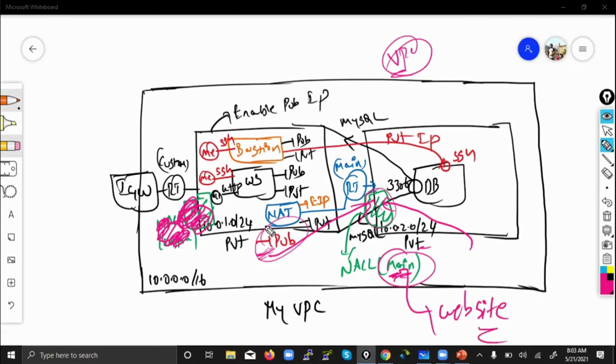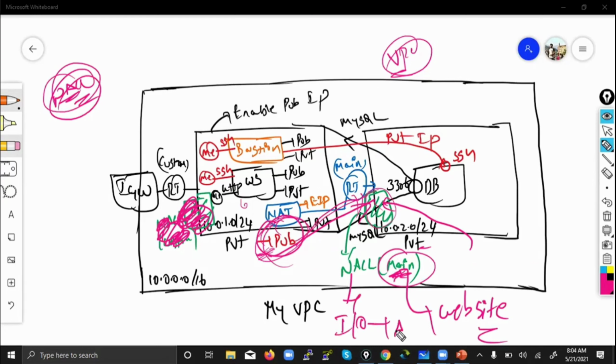That is the reason why we are able to see our website. Do you remember when we discussed the NACL concept in the last class? Till that time, even though we were launching in a public subnet, we were able to see everything. Why? Because it is attached to the main NACL, the default NACL, and the characteristic of a default NACL is that by default inbound and outbound are all allowed. That is the reason you are able to see everything.